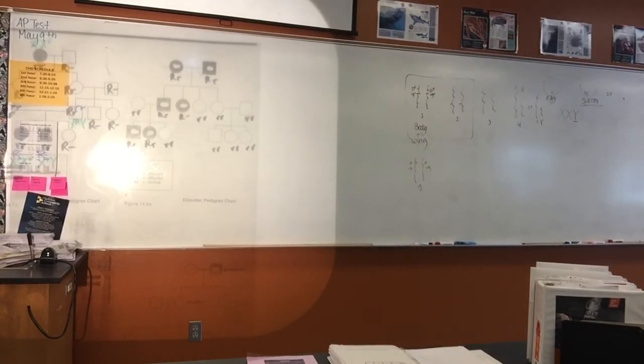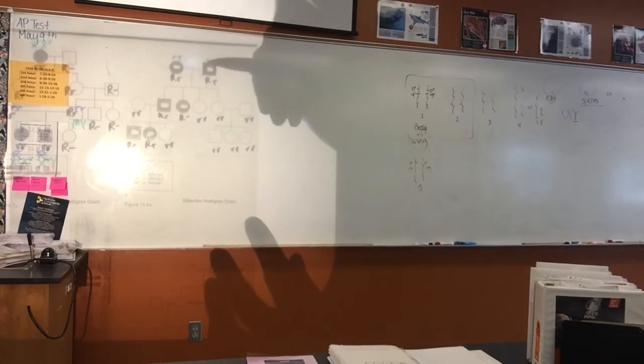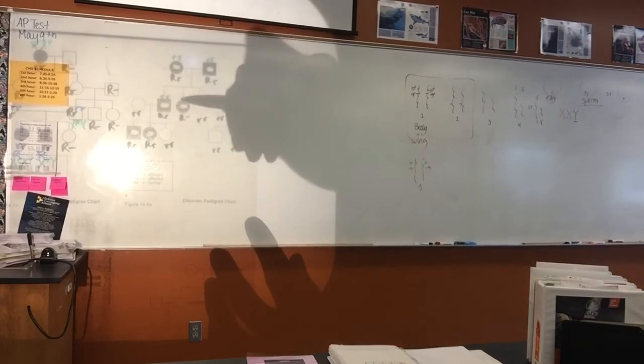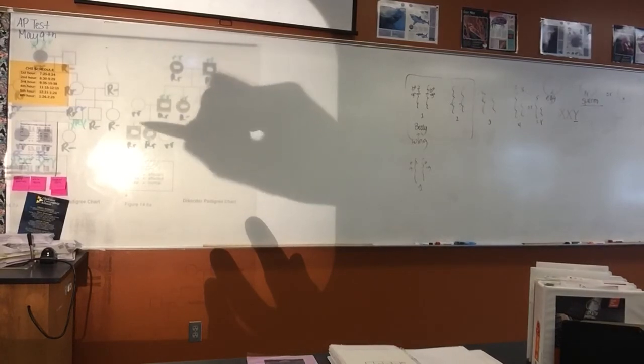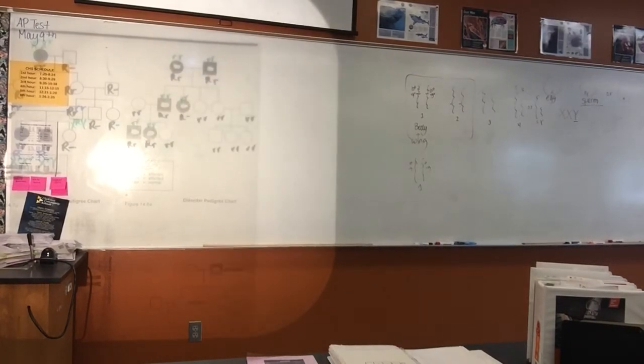Where's the discrepancy here? Where's the proof that it can't be autosomal recessive? Meaning, remember when I say that, the people shaded in are little r, little r. That's what autosomal recessive means. This can't be the case, without a doubt.